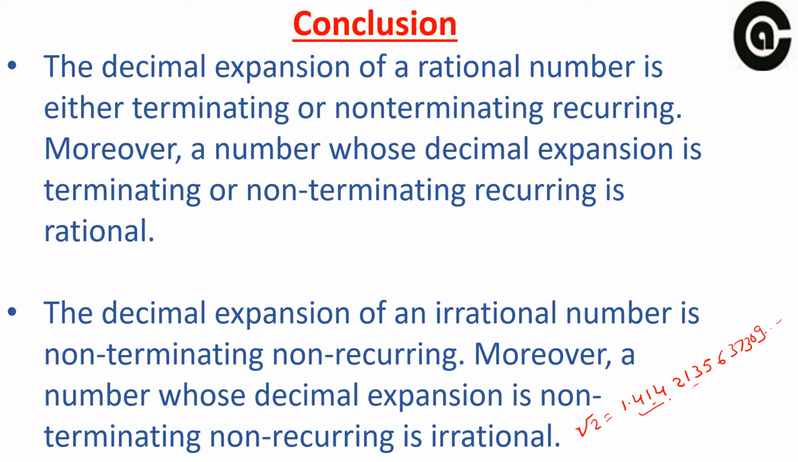So we can say in general that the decimal expansion is non-terminating and it is non-recurring in a systematic form. So an irrational number is the number whose decimal expansion is non-terminating, non-recurring, is called an irrational number.